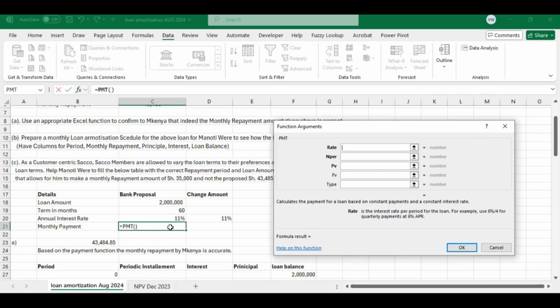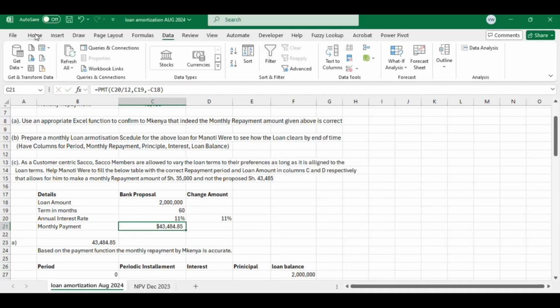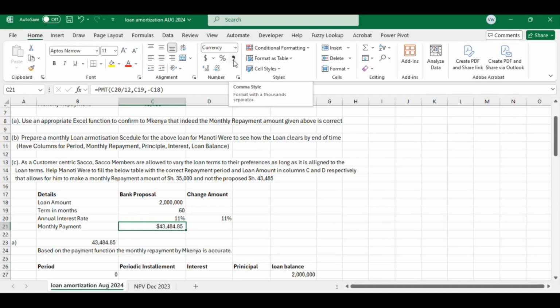The rate we know is 11% per annum, but because it is monthly, we divide by 12, so it is 0.00916666667 per month. The number of payment periods in months, we know it is 60 months, which is 5 times 12. And the present value, which is the original loan that was borrowed, is 2 million. So the current PMT based on the proposal is 43,484.